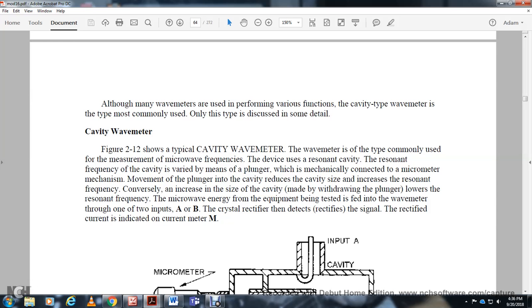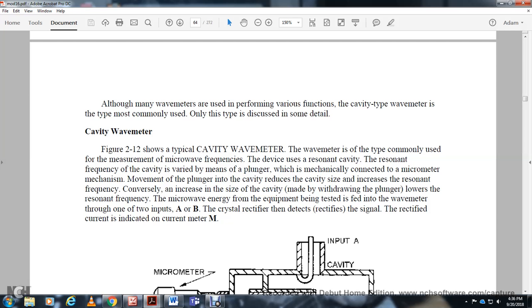The cavity wave meter. Figure 2.12 shows the cavity wave meter, the type commonly used for measuring the frequency of microwave devices. It has a resonant cavity with a variable plunger mechanically connected to a micrometer. Moving the plunger to reduce the cavity size increases the resonant frequency; conversely, withdrawing the plunger increases the size of the cavity and lowers the resonant frequency.